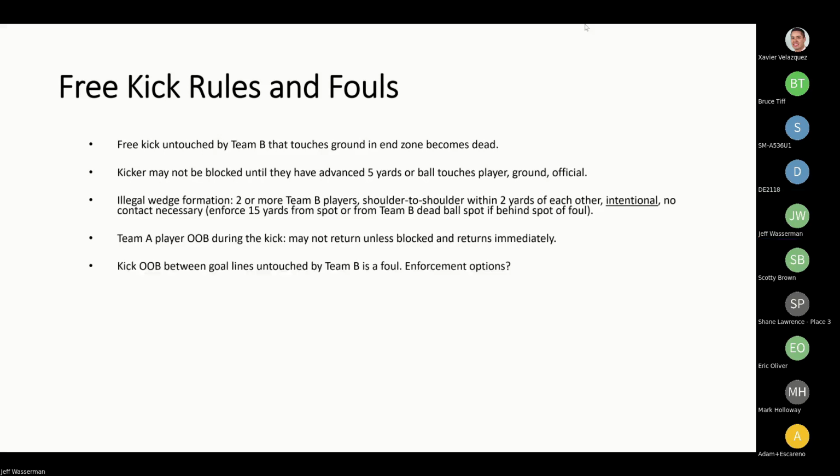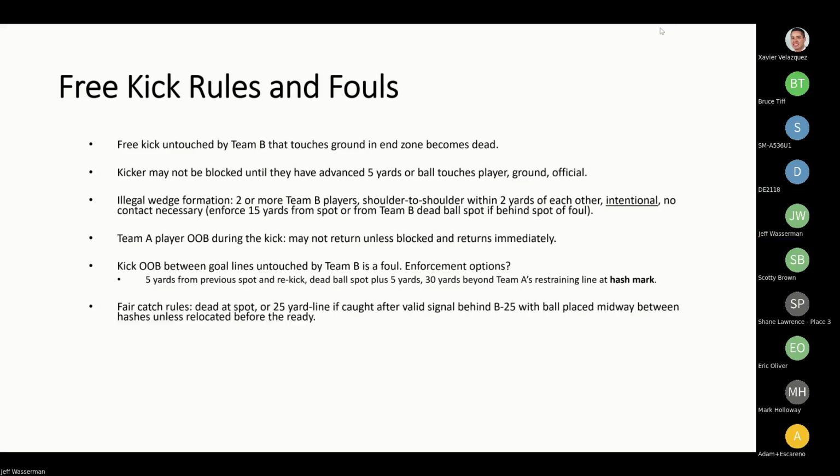Kick out of bounds between goal lines untouched by Team B is a foul. And as you know, the enforcement options would be 5 yards from the previous spot with a re-kick. You can go to the dead ball spot plus 5, or 30 yards beyond Team A's restraining line at the hash mark. All right, so this isn't the same as if we've got a fair catch inside the 25-yard line where the ball goes to midfield unless it's relocated. This is going to go to the nearest hash where it goes out of bounds. Whether you do the 30 yards or you do the dead ball spot plus 5, it's going to be at the hash.